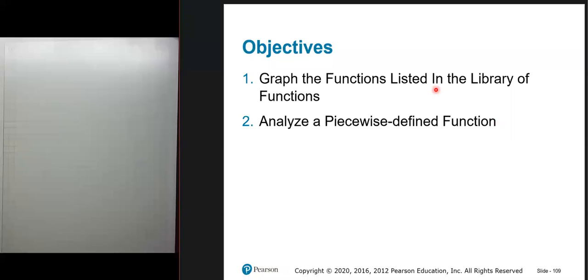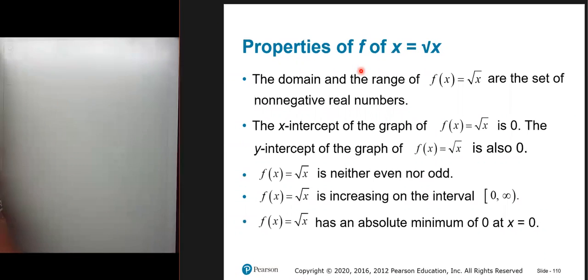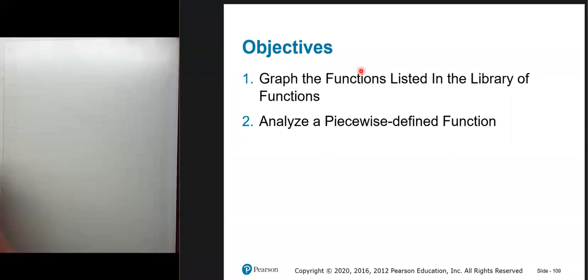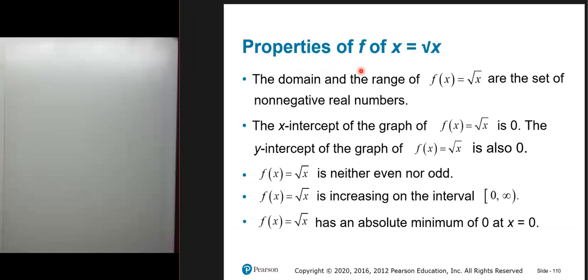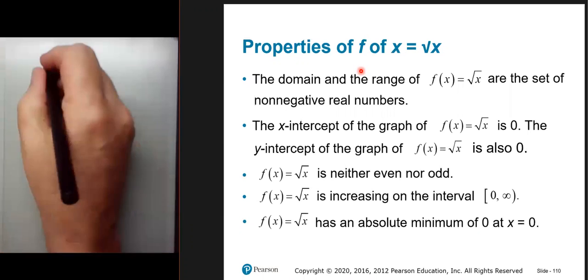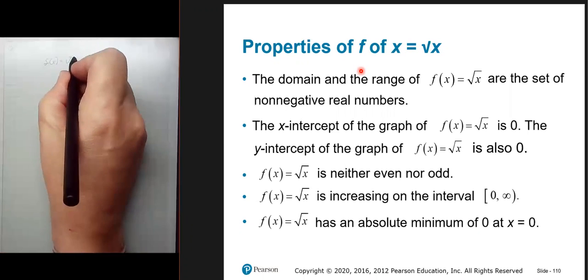Well, let's just move into it. And then the second part is what a piecewise function is and how to deal with it, basically. So here we have x, the square root of x. Okay. So f of x equals the square root of x.